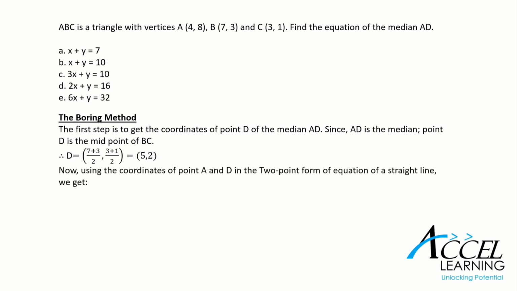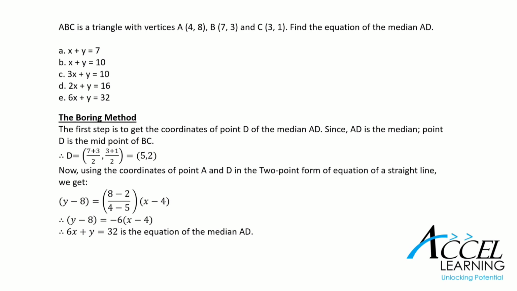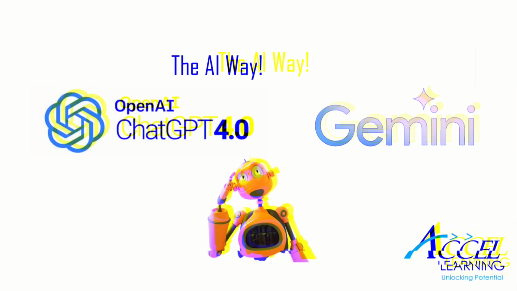So D equals (7 plus 3) over 2 and (3 plus 1) over 2, which is equal to 5 and 2. Now, using the coordinates of point A and D in the two-point form of equation of a straight line, we get y minus 8 equals (8 minus 2) over (4 minus 5) times (x minus 4), which is y minus 8 equals negative 6 times (x minus 4), which is 6x plus y equals 32, which is the equation of the median AD. And the correct answer is letter E. The estimated time to arrive at the answer is 60 seconds.